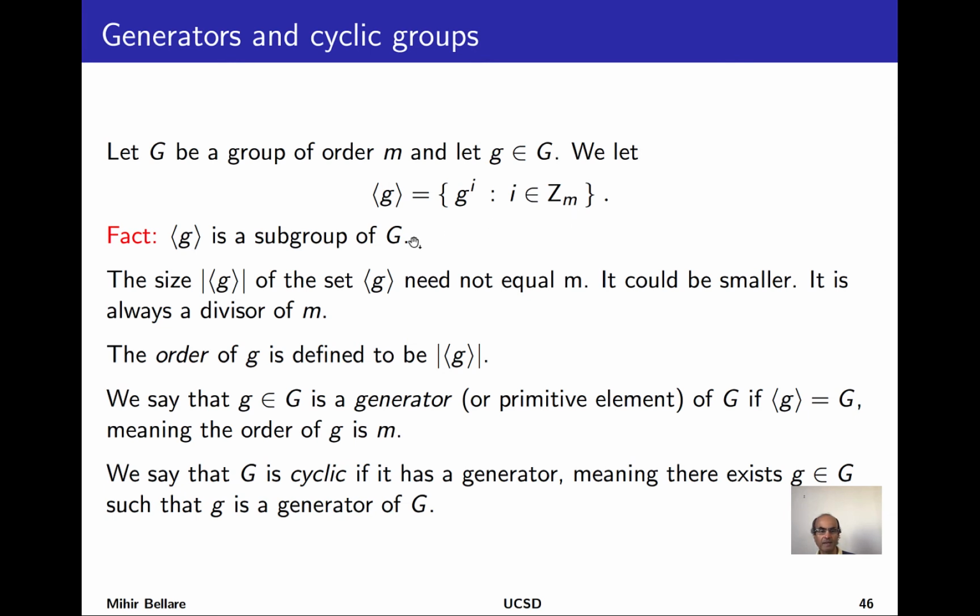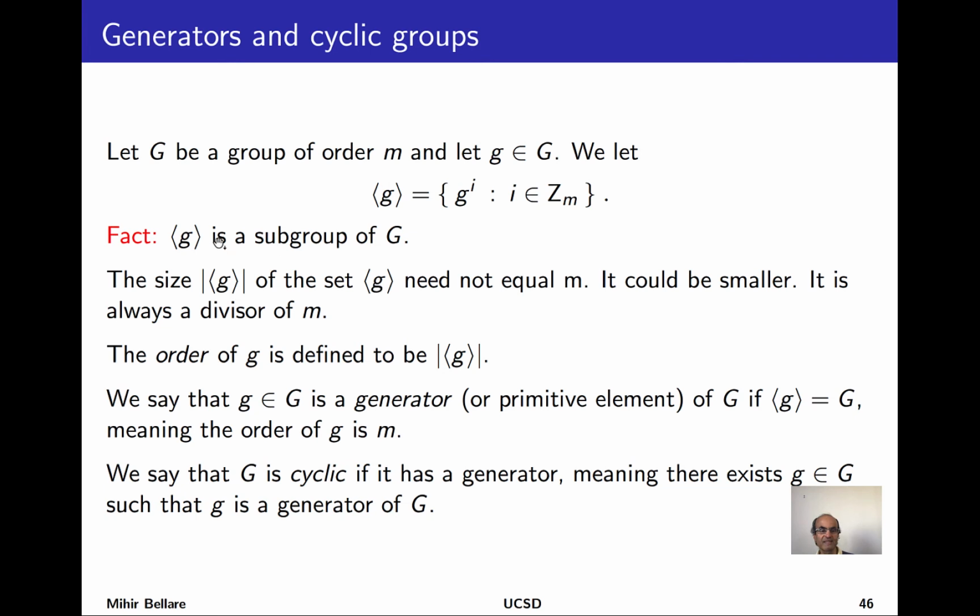And I claim that this set is actually a subgroup of G. We don't need to prove that, but as per the subgroup definition in the prior slide, it satisfies all the group axioms. Okay, now consider the size of this set. How many points are in there? Naively, you may think, oh, there's going to be M points in there. Why? Because there are M choices for the exponent i, according to this. But those choices may not all yield distinct values for g to the i. Some of those g to the i's could be the same. So the fact is that the size of this set could be smaller than the group order.